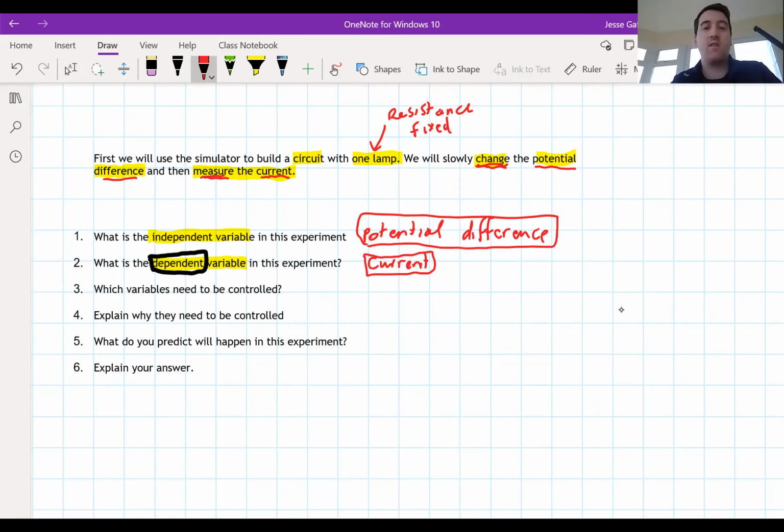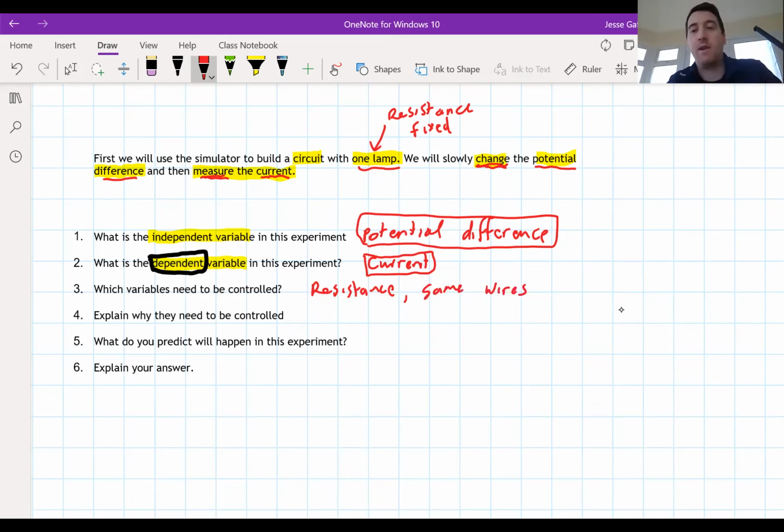What about the control variables then? What ones did they keep the same? Pause the video and write your answer now if you don't already have it. Okay, well, obviously, they put 1 lamp into the socket. That is the resistance. They did not stop in the middle of the experiment and add more lamps or take a lamp away or change the type of lamp. So they used the same resistance all the way through.